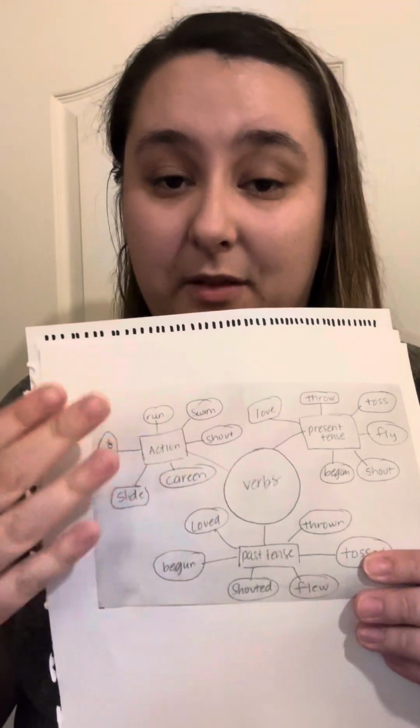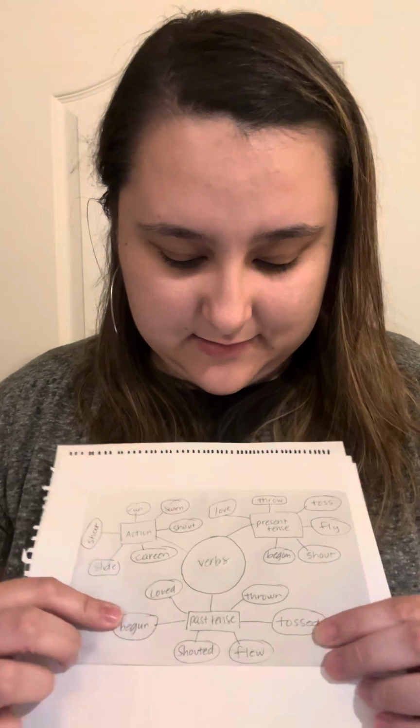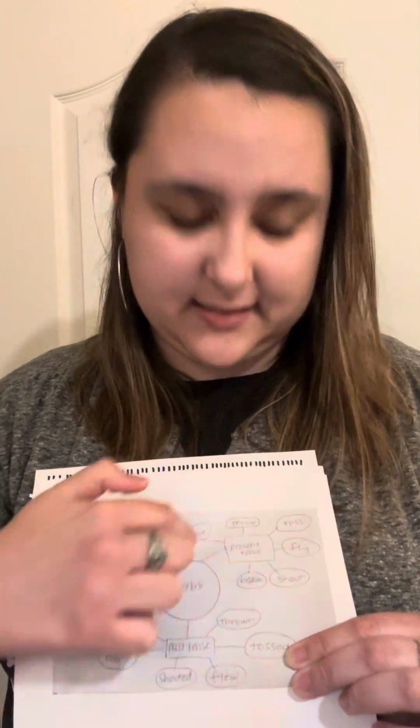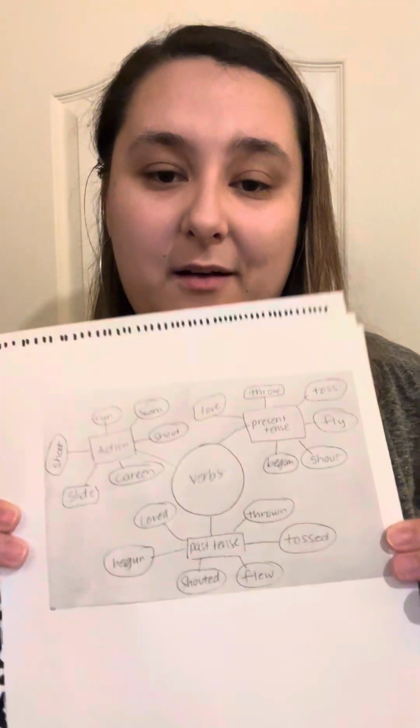So to give an example of what an action verb is, or past tense, what are past tense verbs, and present tense, what are present tense verbs. And this kind of gives them a visual representation of what these words mean. I feel that this helps them to make connections to the words, helps them understand relationships to the words, and this helps them expand their vocabulary a little bit more.